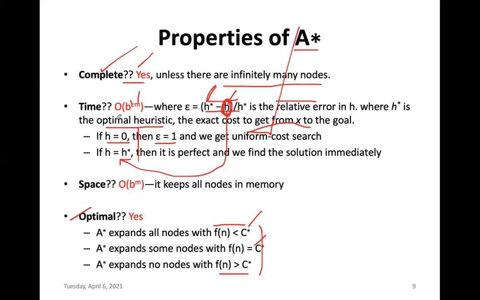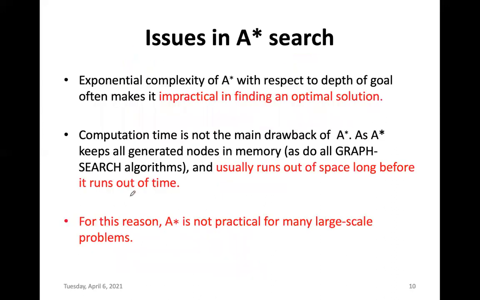So that's why it is order of b raised to the power m, but with a relative error epsilon, which depends on your heuristic function. And the space is no doubt order of b^m. b is the branching factor of the tree, and m is the maximum depth of the tree. So all nodes in that state space that your algorithm will generate, it will keep in memory. So that's why it is order of b raised to the power m.